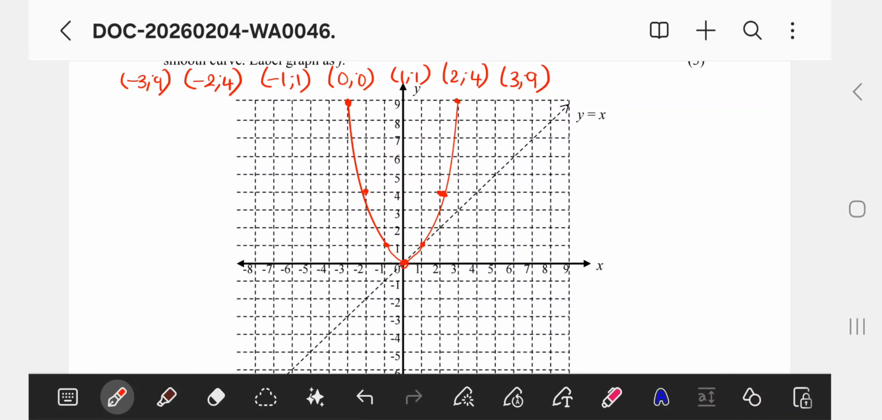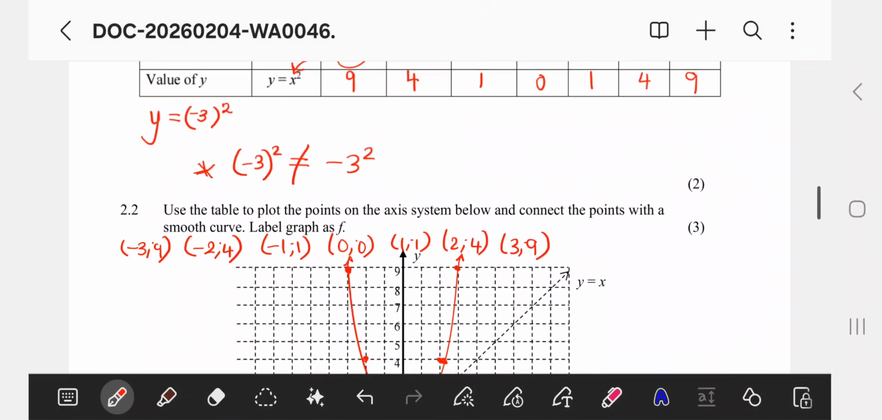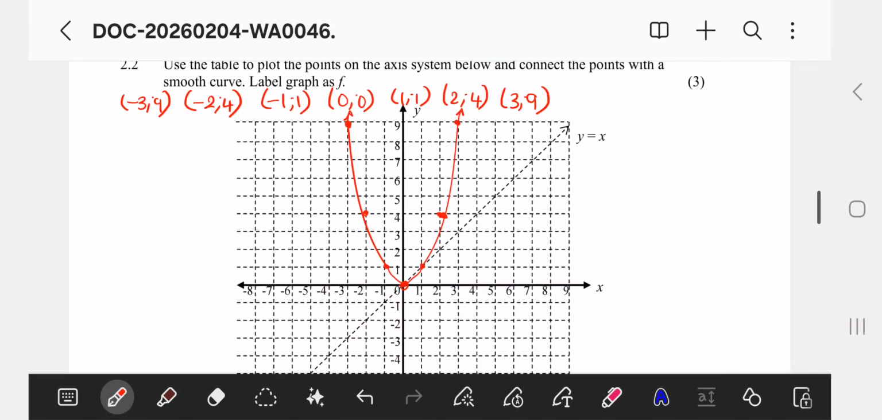Okay, so this is more or less what my graph is going to look like. It's just a bit difficult to get this curve at the bottom, but okay, I think that's good enough. We don't actually have space here to make the arrows at the top, so I'll just extend it. And this is going to be F. So they said label this as F. Okay, so that is the graph of F.